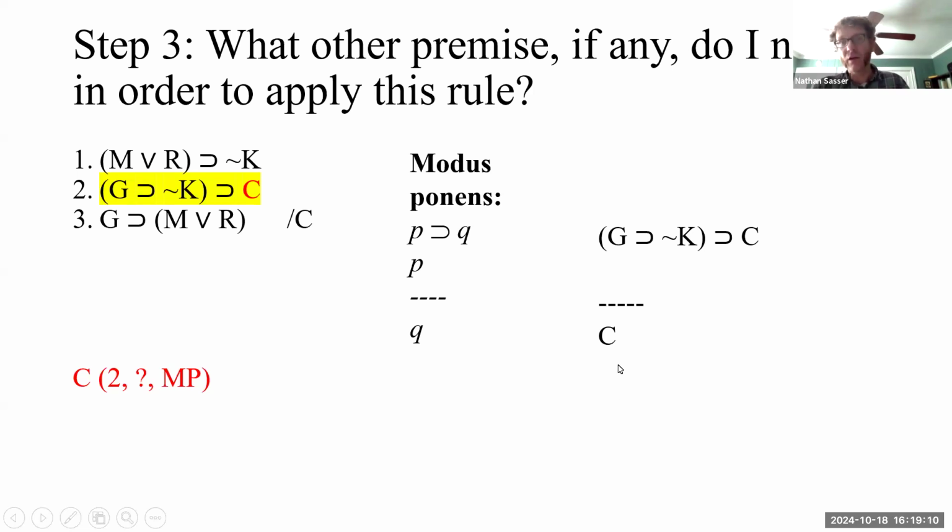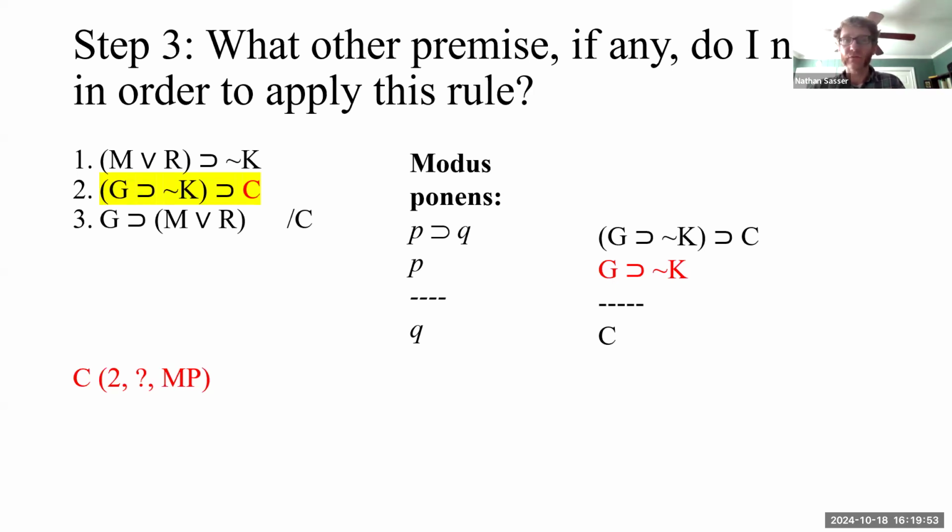That's what I'm going for. But I'm missing a piece here, right? I need another premise. I need the equivalent of P. In other words, I need a line that tells me that the antecedent is true. Now, what is the antecedent that I need? What's the antecedent of this conditional statement? Well, in my particular case, the antecedent is everything that's in the parentheses there: if G, then not K. That is the other premise that I'm going to need to prove in order to be able to validly use modus ponens to prove C from line 2.